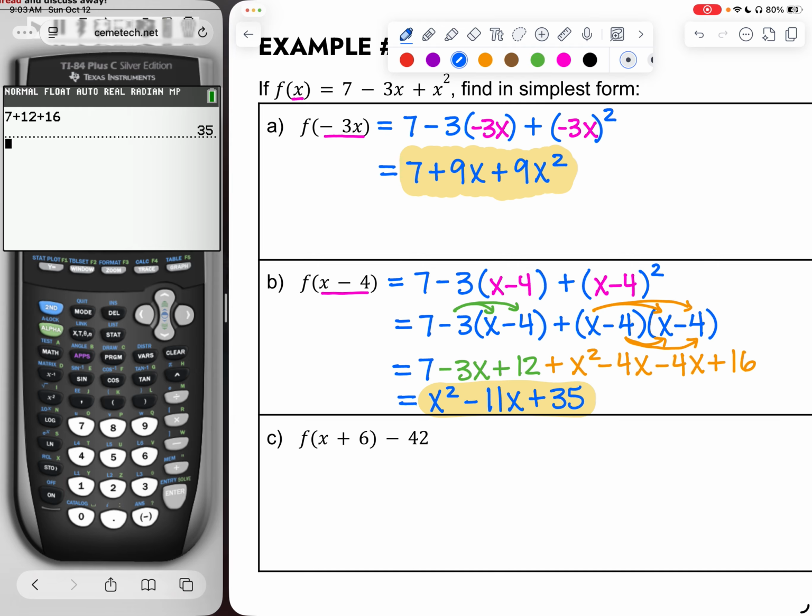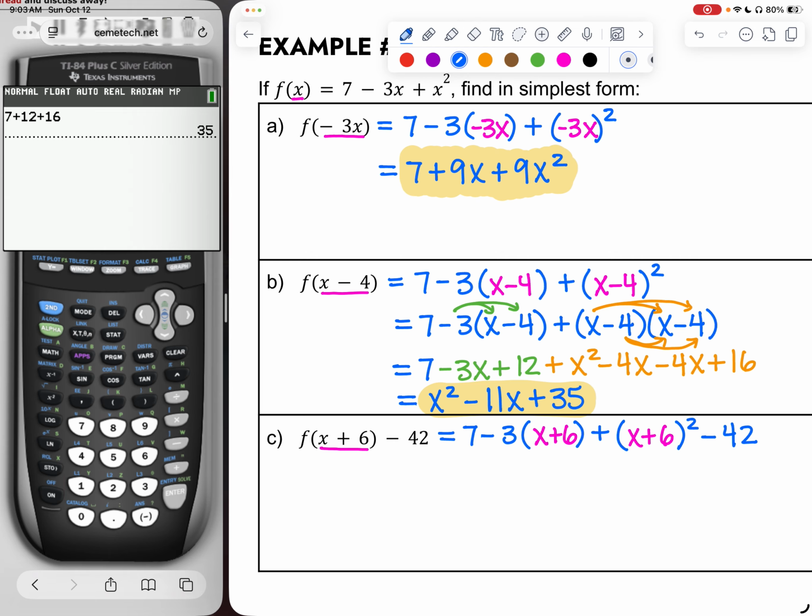So part C is very similar, except we have subtracting 42 off to the side, and that's fine. So the first thing we handle is the f of x plus 6. So f is 7 minus 3 times whatever we're going to plug in, plus whatever we're going to plug in squared, and then off to the side should be a minus 42. Okay, so when we have that, remember, we are just plugging in x plus 6. So if I have x plus 6 here, x plus 6 here.